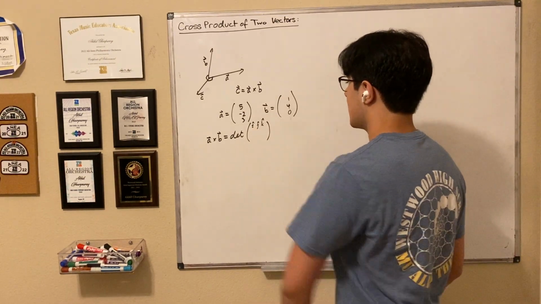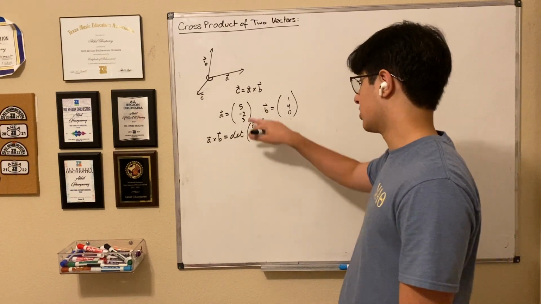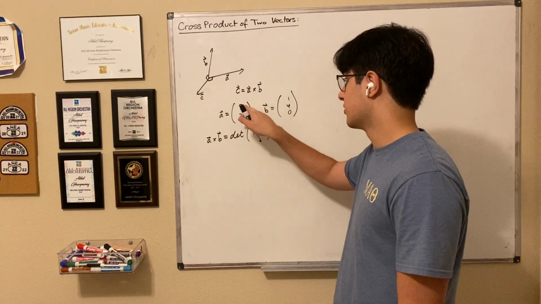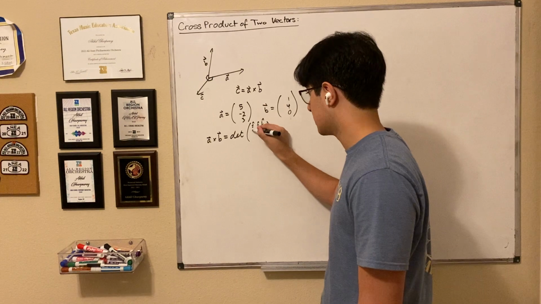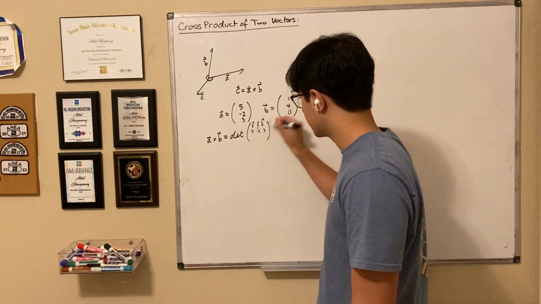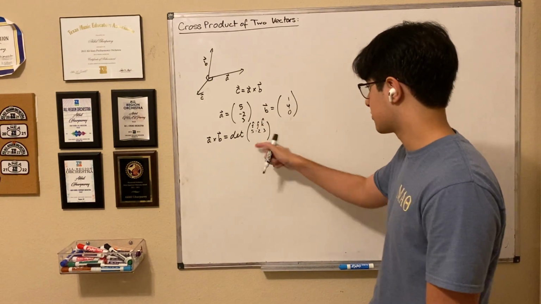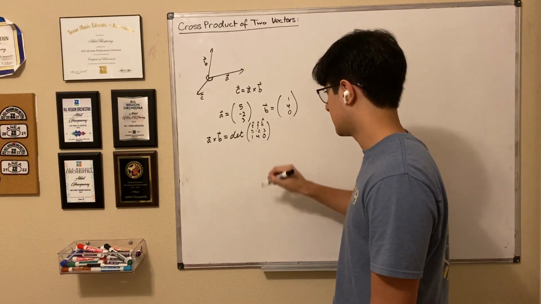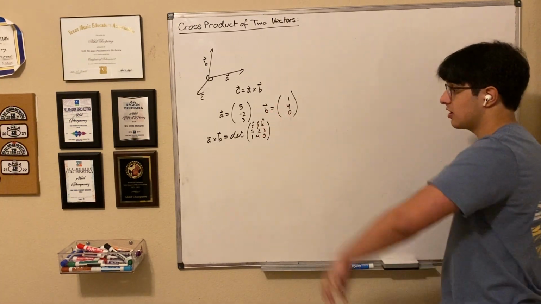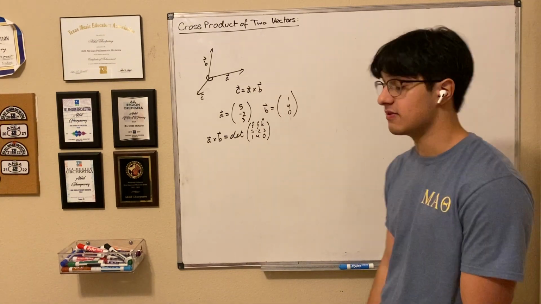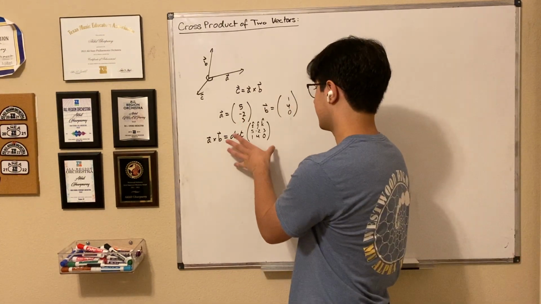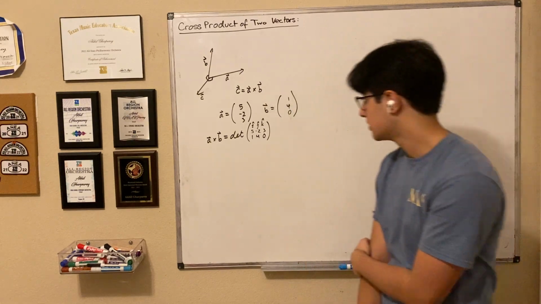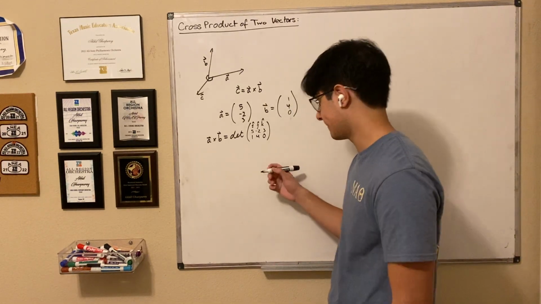This is i, j, k. And then in the second row here, we're going to put the components of A, which are 5, -2, and 3. So it's 5, -2, 3. And then in the third row here, we're going to put the components of vector B. And taking the determinant of this matrix is going to give you the cross product. So let's go ahead and try doing that.